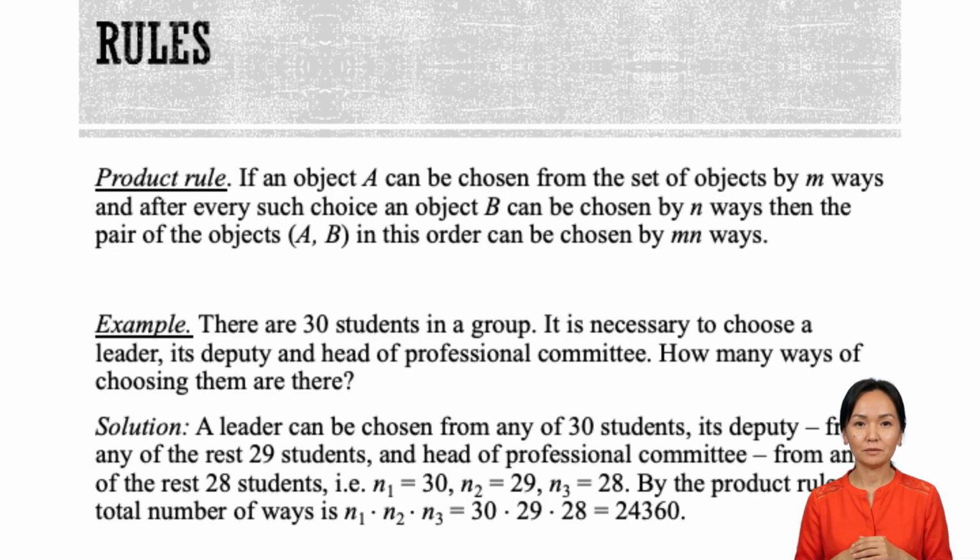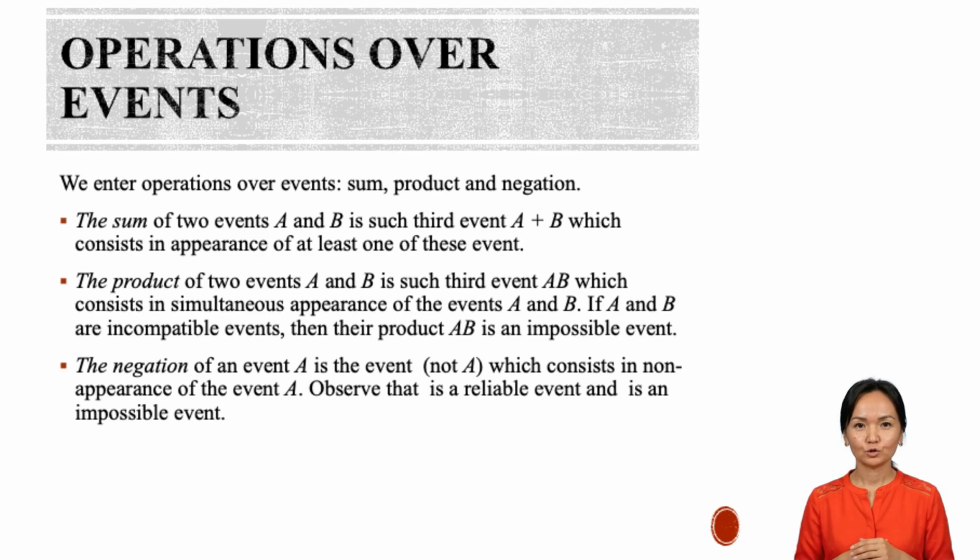Now we transition from combinatorics to probability theory by introducing operations over events. In probability, we work with events, and we need ways to combine them. We define three fundamental operations: sum, product, and negation. The sum of two events A and B is a third event, denoted A plus B, which represents the occurrence of at least one of these events. This is essentially the union of events in probability theory.